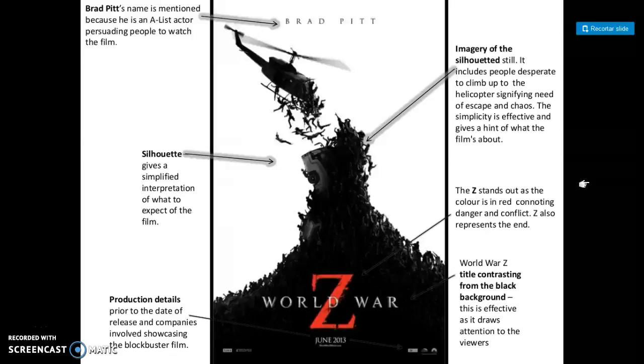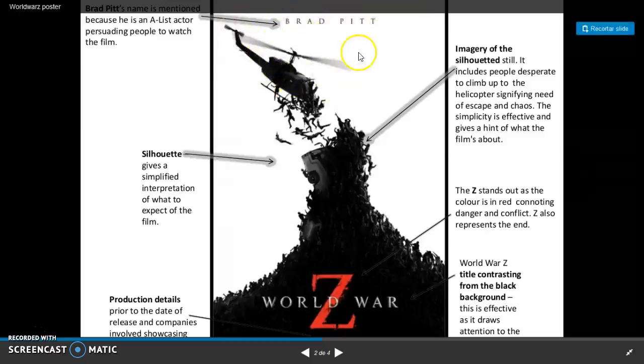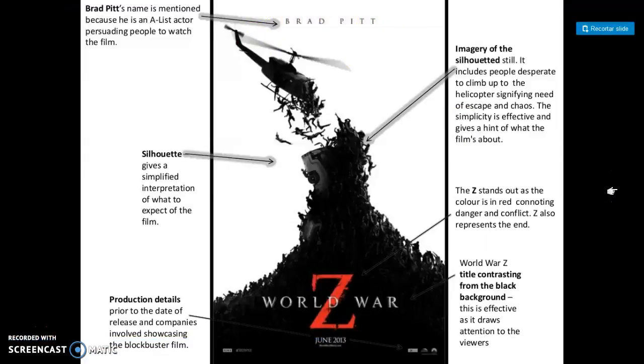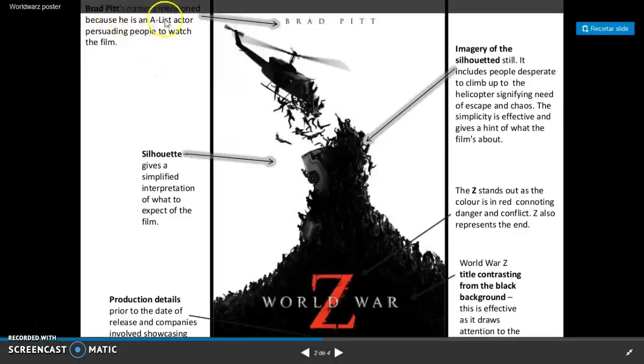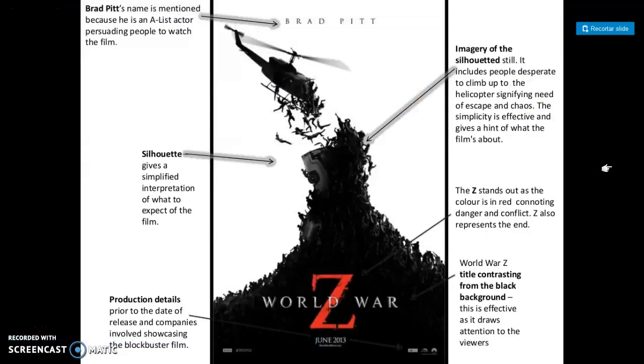Another part of ethos is the actors' names. So up here we have Brad Pitt. It's centered, singular, it stands out from the rest, it's not cluttered, it's easy to see. So Brad Pitt is an A-lister, as I say over here. So look for that in terms of, are there names on there? What do they contribute to selling the movie, to encouraging audiences to visit it? Okay, so in terms of ethos, that's it.